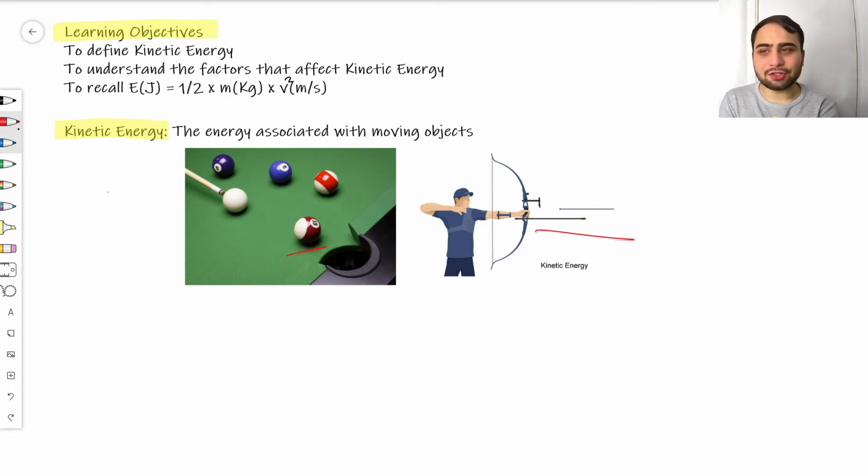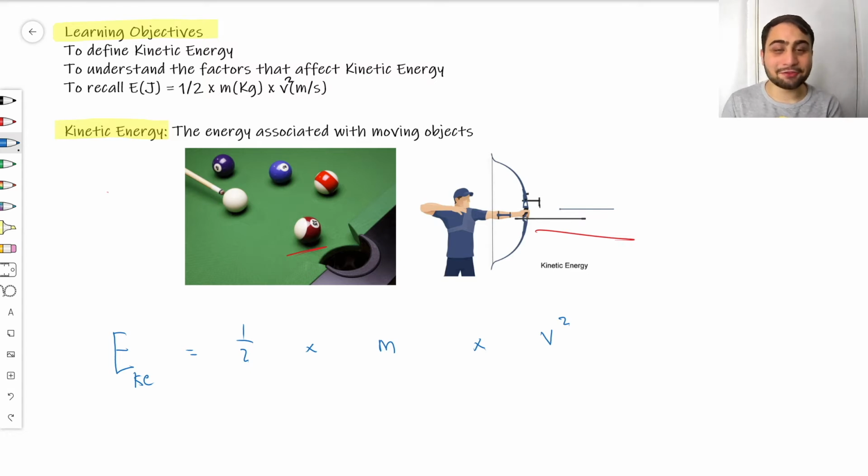Now let's have a closer look at the actual kinetic energy equation itself. The kinetic energy equation goes for energy, but usually I use a little subscript to show that it's specifically kinetic energy, because E for energy represents a huge amount of things, so we just want to keep it specific. So E_KE equals a half multiplied by the mass of an object multiplied by the velocity squared of an object. Now, a lot of people get confused and sort of square everything. It's not square everything. It's only velocity squared.